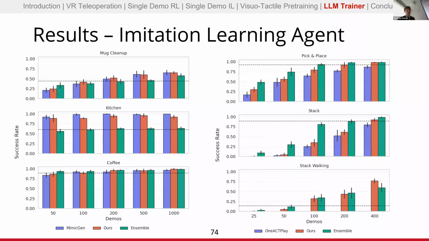So here are our results. So first, looking at the purple bar versus the red bar, this is baseline versus our method for data generation, the trained agents on those generated demos. And we can see that for the MimicGen tasks, we perform roughly on par with the baseline. And for the one-act play tasks, we actually outperform the baseline. The red bar is slightly higher than the purple bar.